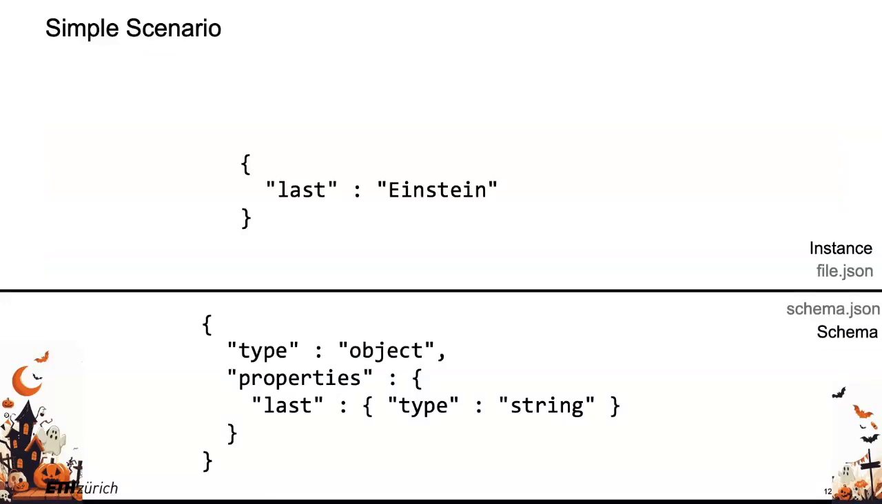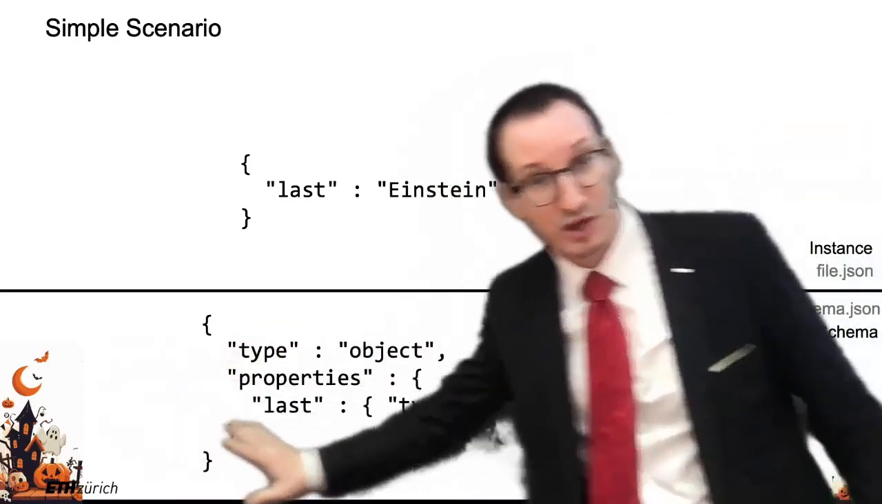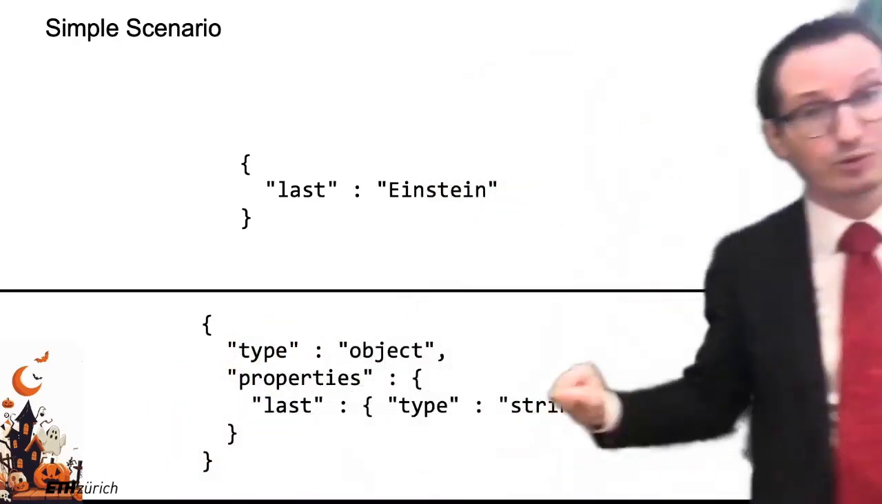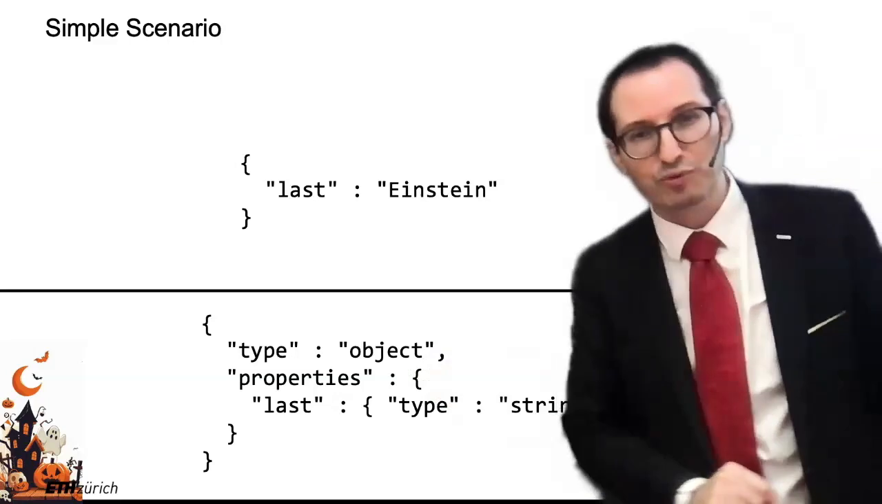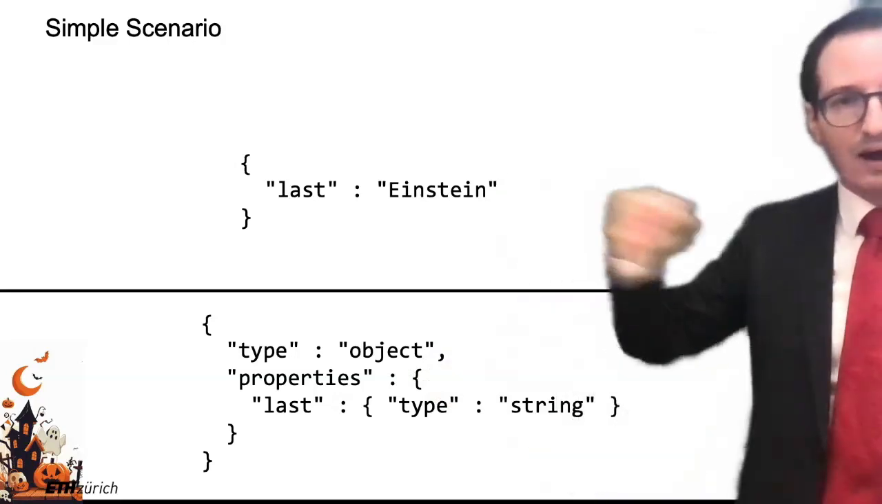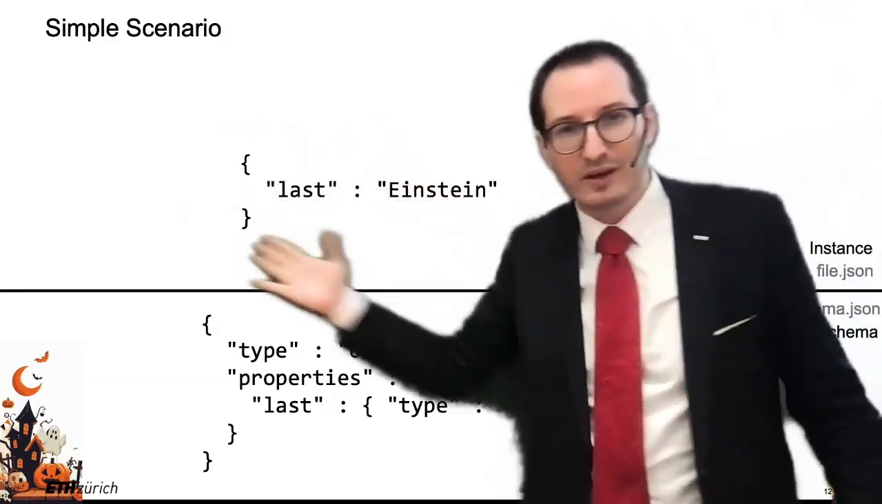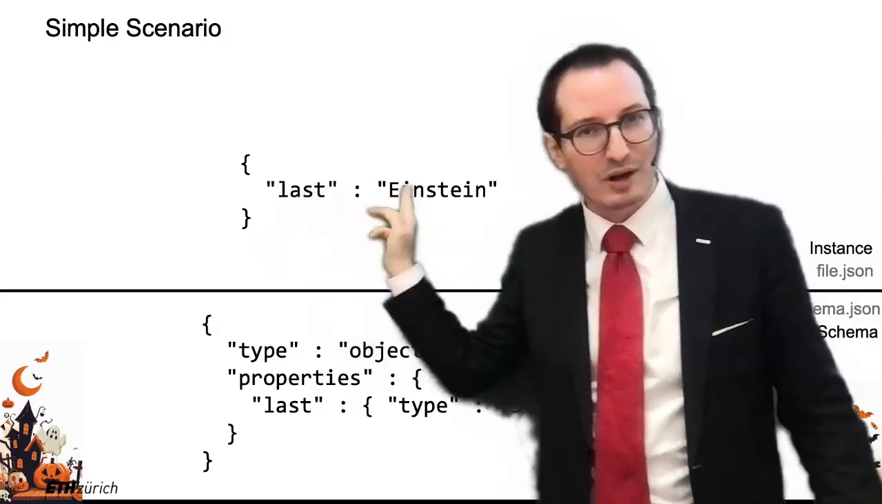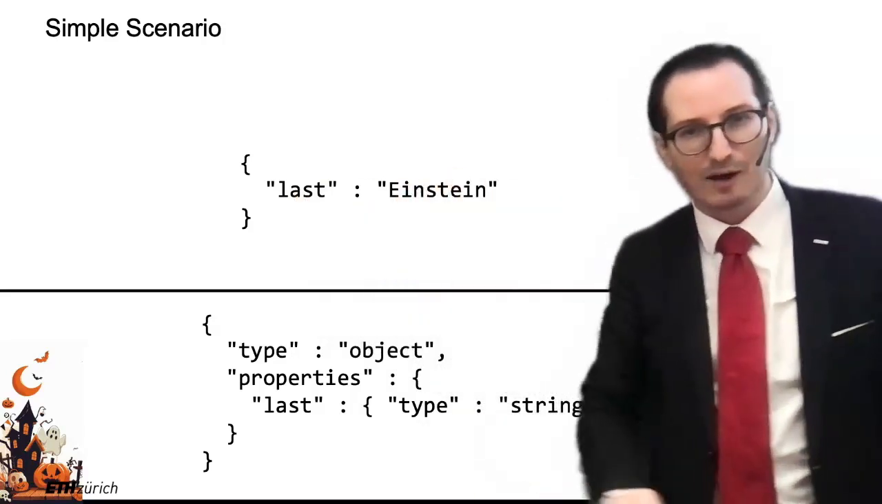So as always, the instance is on the top, the schema is below, except that now it's no longer JSON, it's JSON schema, right? And this one is actually used at a lot of places, so you will probably see it. Now, how do we say that we make that valid? We want a key called last associated with a string, and that's how we do it.